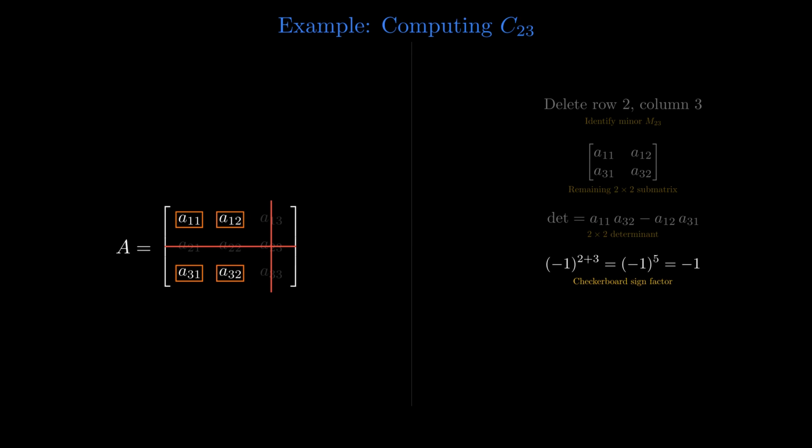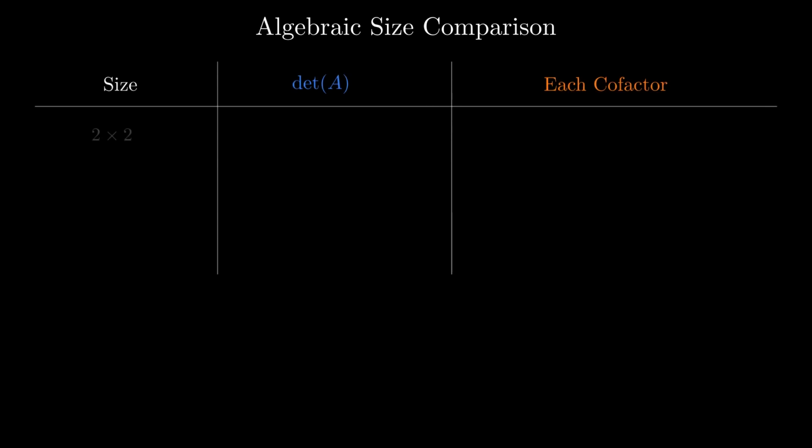Now apply the sign factor, negative 1 raised to the power 2 plus 3, which equals negative 1 raised to the fifth, which is negative 1. Finally, multiply the determinant by this sign factor. The cofactor C23 equals negative the quantity A11 times A32 minus A12 times A31. Notice the algebraic structure hiding here. Let's build the comparison table.